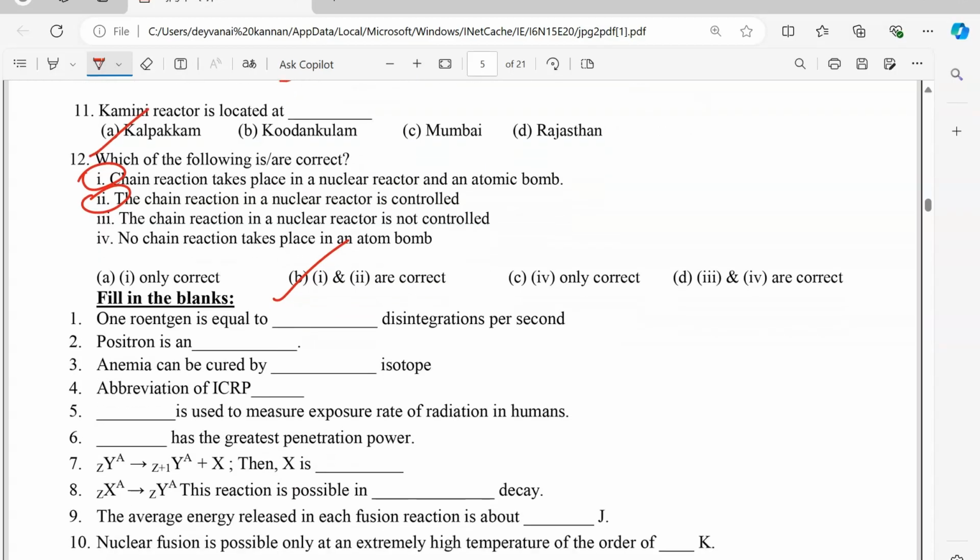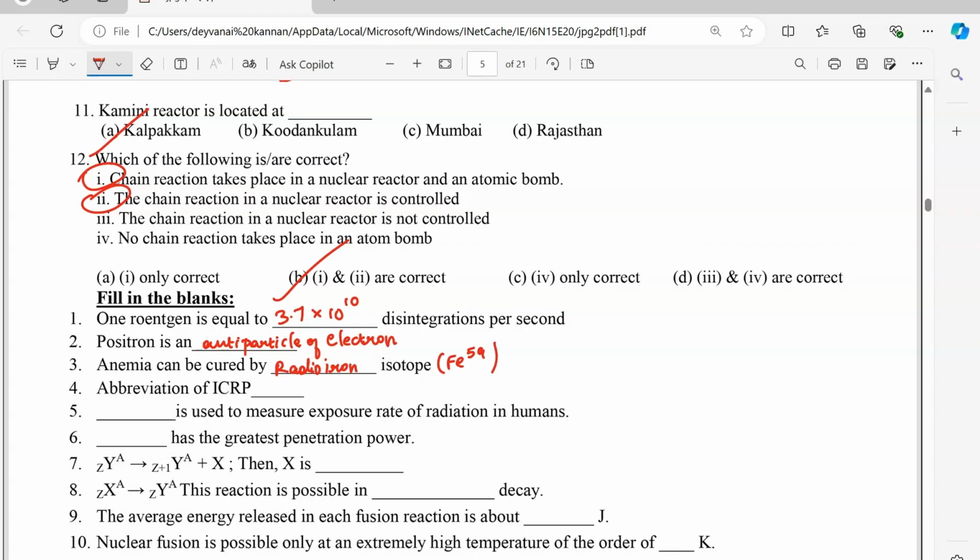Fill in the blanks. 1 roentgen is equal to 3.7 x 10^10. Positron is an antiparticle of electron. Anemia can be cured by radio iron isotope, that is Fe-59.